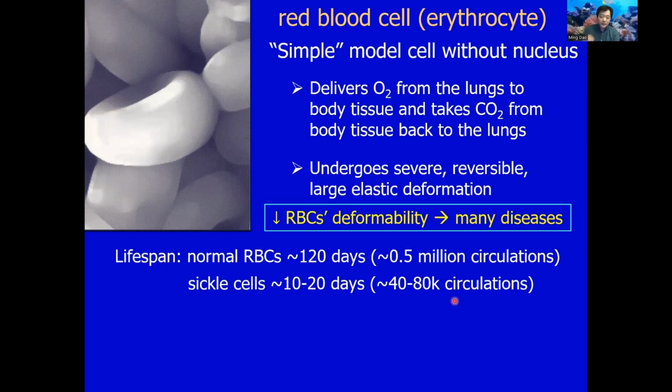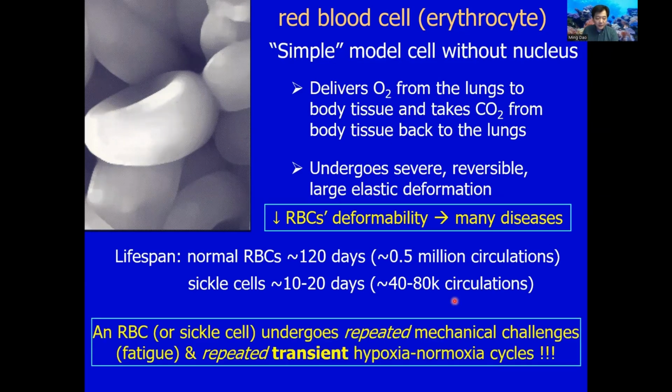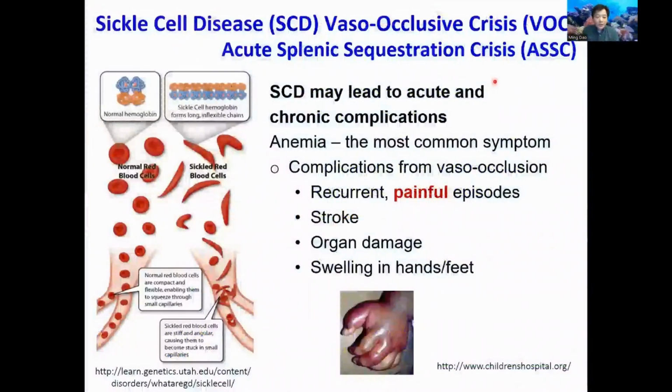So there's a lot of fatigue cycles mechanically, and also a lot of cycles of hypoxia, normoxia cycles. So these repeated challenges could bring some damage to the red cell. So we'll go through these in detail. Sickle cell disease leads to acute and chronic complications. It's a single amino acid disease, which is well studied so far.